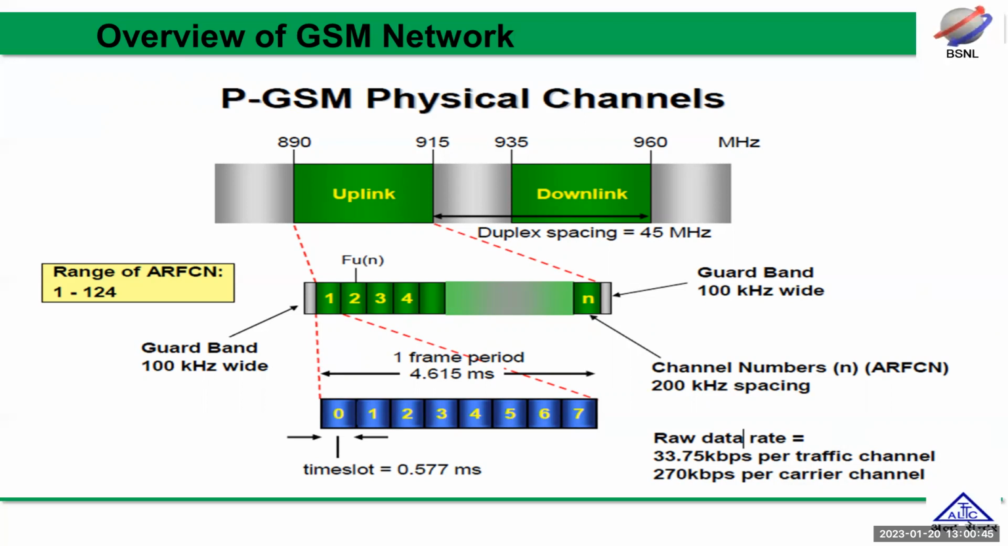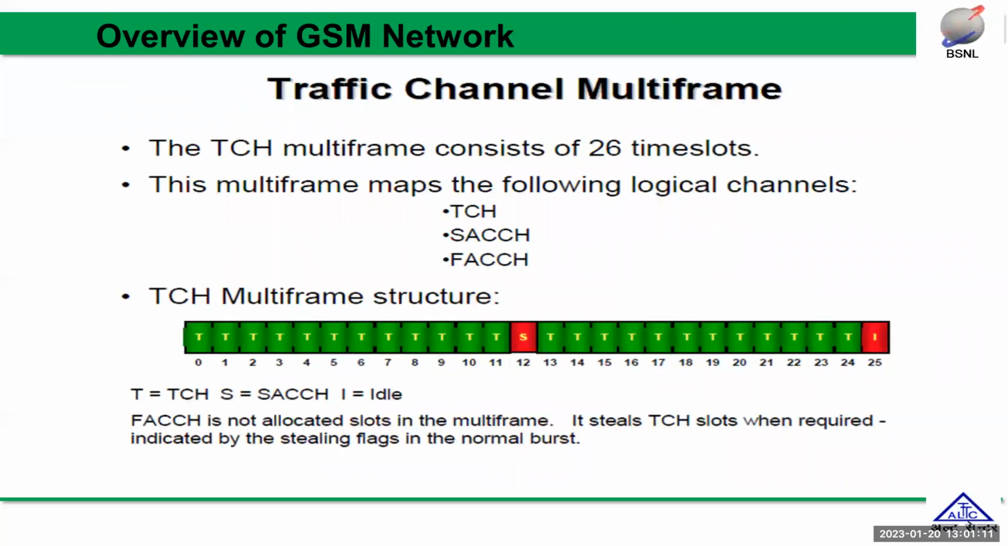One carrier is divided into 8 time slots. The duration of one time slot is 0.577 milliseconds, and combining 8 time slots, it becomes a frame of 4.615 milliseconds. These time slot and frame durations are frequently used in our GSM network during communication. Then there are the channel multi-frame structures, which are fixed structures we use for traffic as well as control.